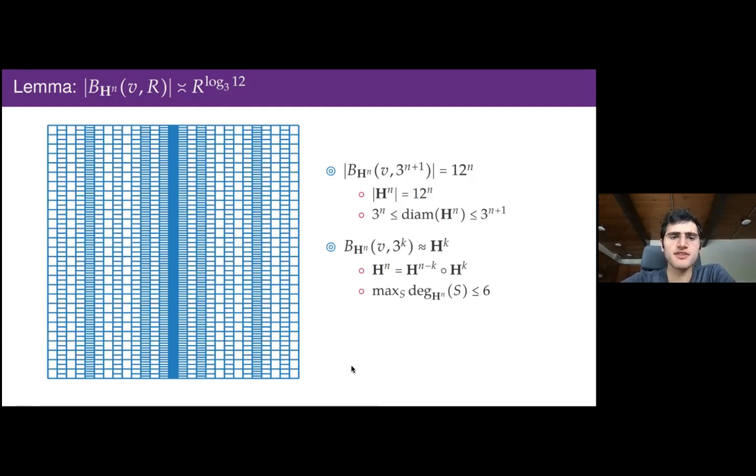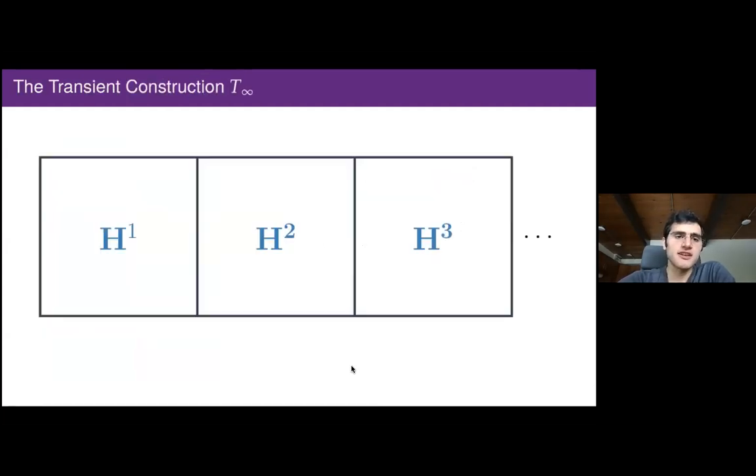These graphs also satisfy the property that the effective resistance across annuli is subconstant. But if you just take the limit of Hn, it is still recurrent. So here's what you should do to get a transient construction.